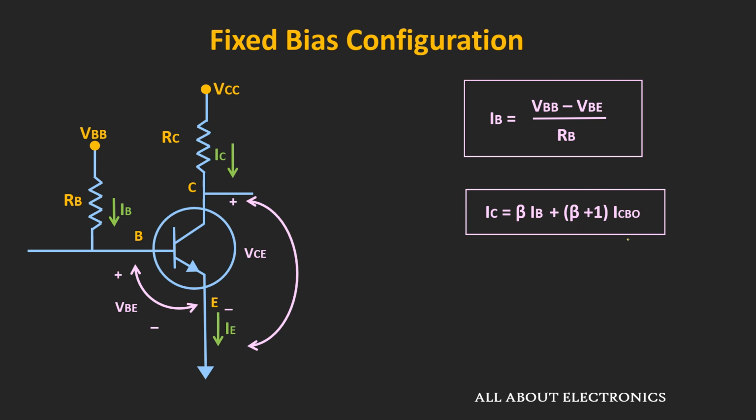Now let us put the value of this base current into this expression. That means the collector current IC can be given as beta times (VBB minus VBE) divided by RB, plus (beta plus 1) times ICBO.